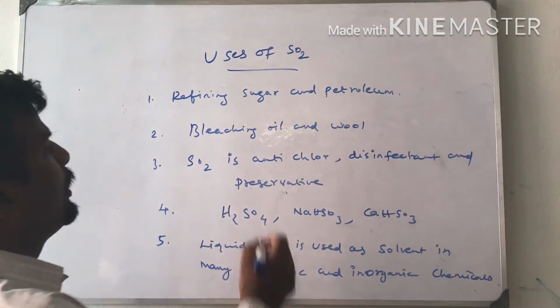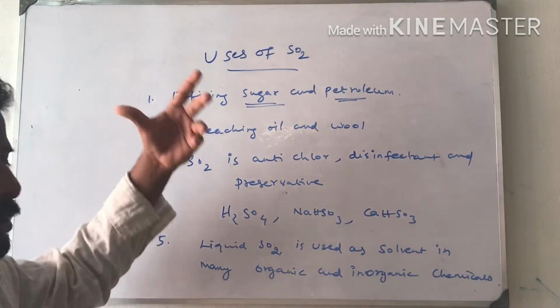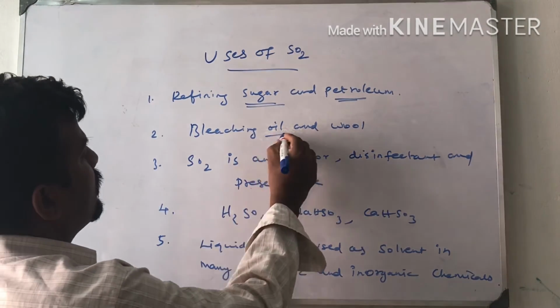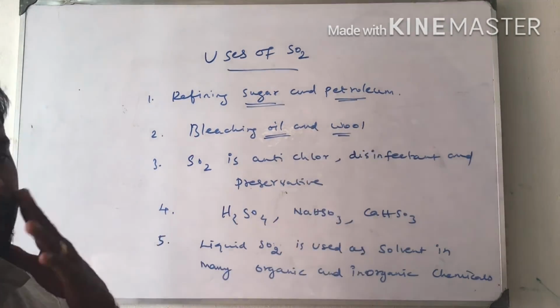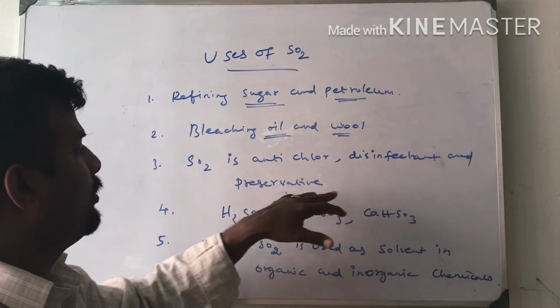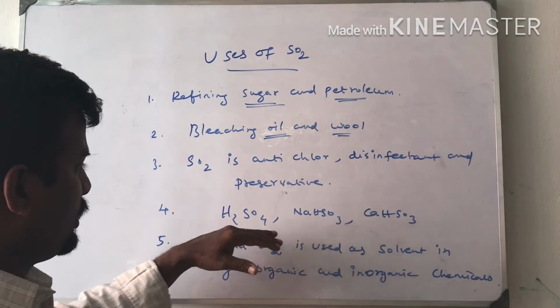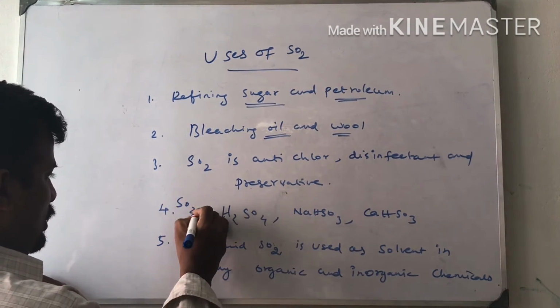Refining sugar and petroleum, purifying the sugar and petroleum, removing the impurities. Bleaching, cleaning the impurities in oil and wool. Sulfur dioxide is an anti-chlor, disinfectant, preservative.